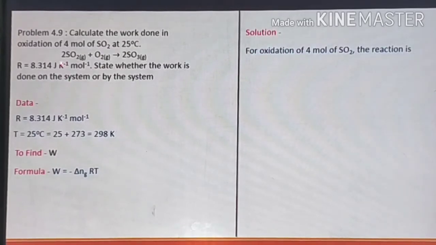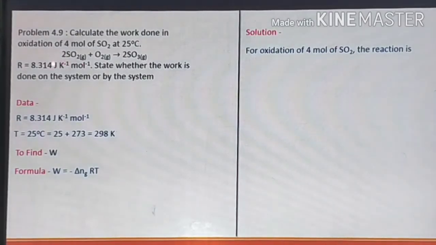First, when the reaction is given for 2 moles of SO2 gas, I have to find out the reaction for oxidation of 4 moles of SO2 gas. In the given equation, the number of moles of SO2 is 2. I want to make it 4. So I will multiply this equation by 2 and I will get the equation 4 SO2 gas plus 2 O2 gas gives 4 SO3 gas. To calculate work, I need to know delta Ng.